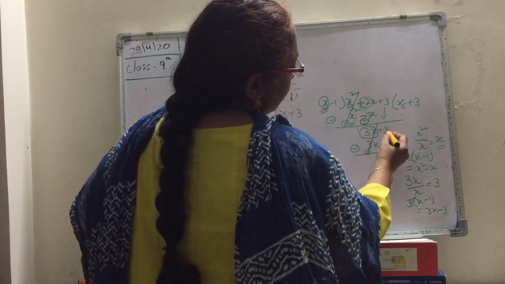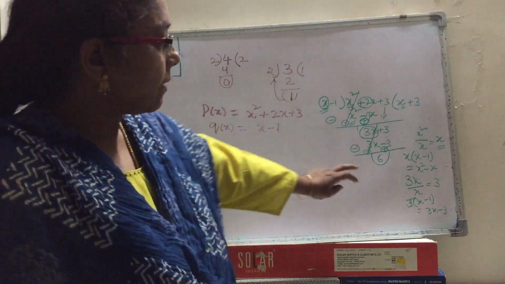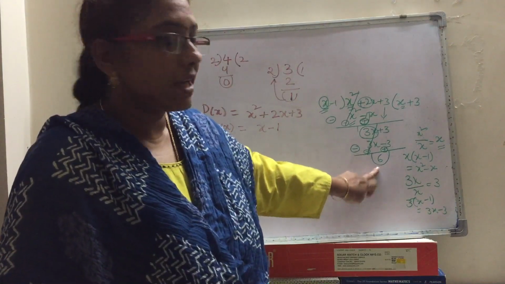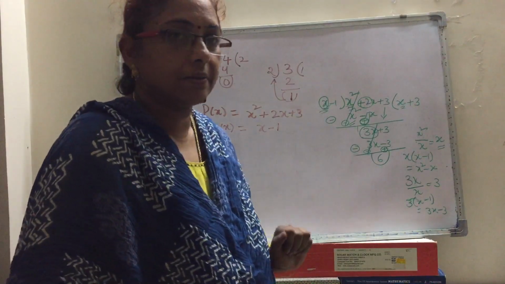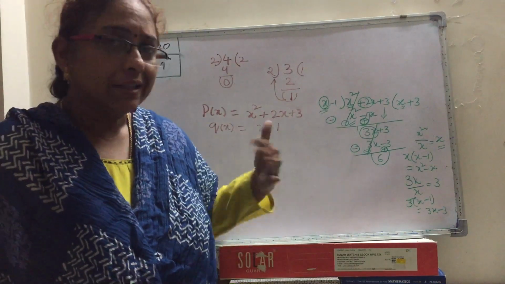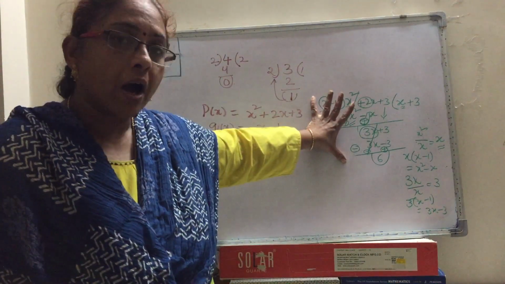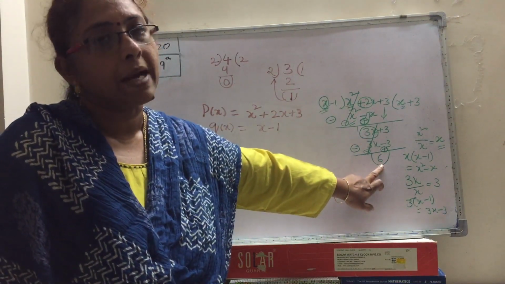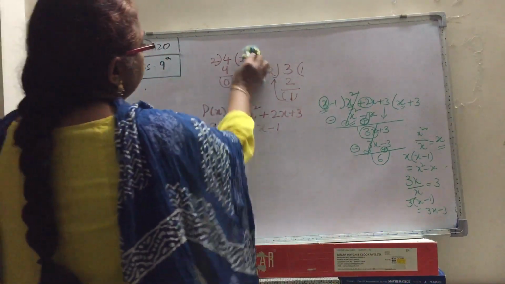So both cancel here. Plus 3 plus 3, what is the remainder? 6. What is the degree of this remainder? 0. So it is less than the degree of the divisor, and we can stop the division process. Is it clear, children? Now in this module we are going to learn the remainder theorem. Without this long division process, see how to find this remainder by using the remainder theorem. Now we will discuss what the remainder theorem is.